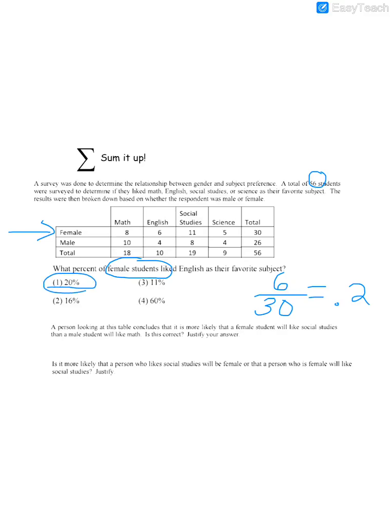Okay, let's take a look at the next question. So these are super important that you read them carefully. A person looking at this table concludes that it is more likely that a female student will like social studies than a male student will like math. Is this correct? Justify your answer. So let's think about that for a minute. Let's break this down slowly. So first they're asking about a female student who will like social studies.